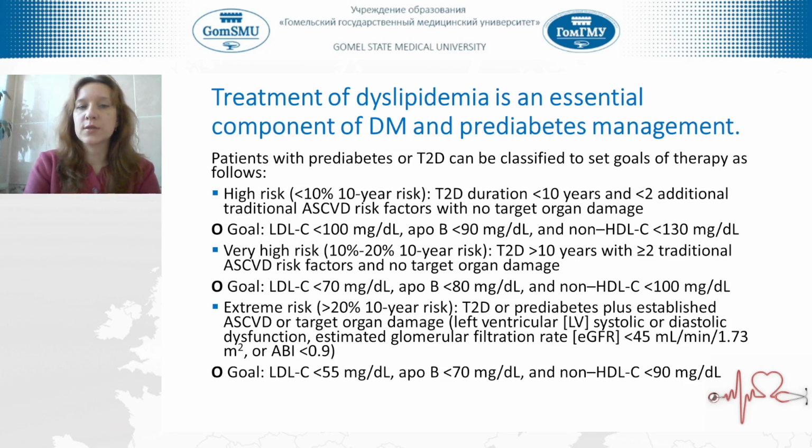It's a 10-year risk from 10 to 20%. This means diabetes duration of more than 10 years with 2 or more traditional risk factors and no target organ damage. The goal of low density cholesterol is less than 70. Extreme risk is a 10-year risk of more than 20%. It's a long duration of diabetes, with present target organ damage, left ventricular systolic or diastolic dysfunction, glomerular filtration rate less than 45. The goal of low density cholesterol level is less than 55.